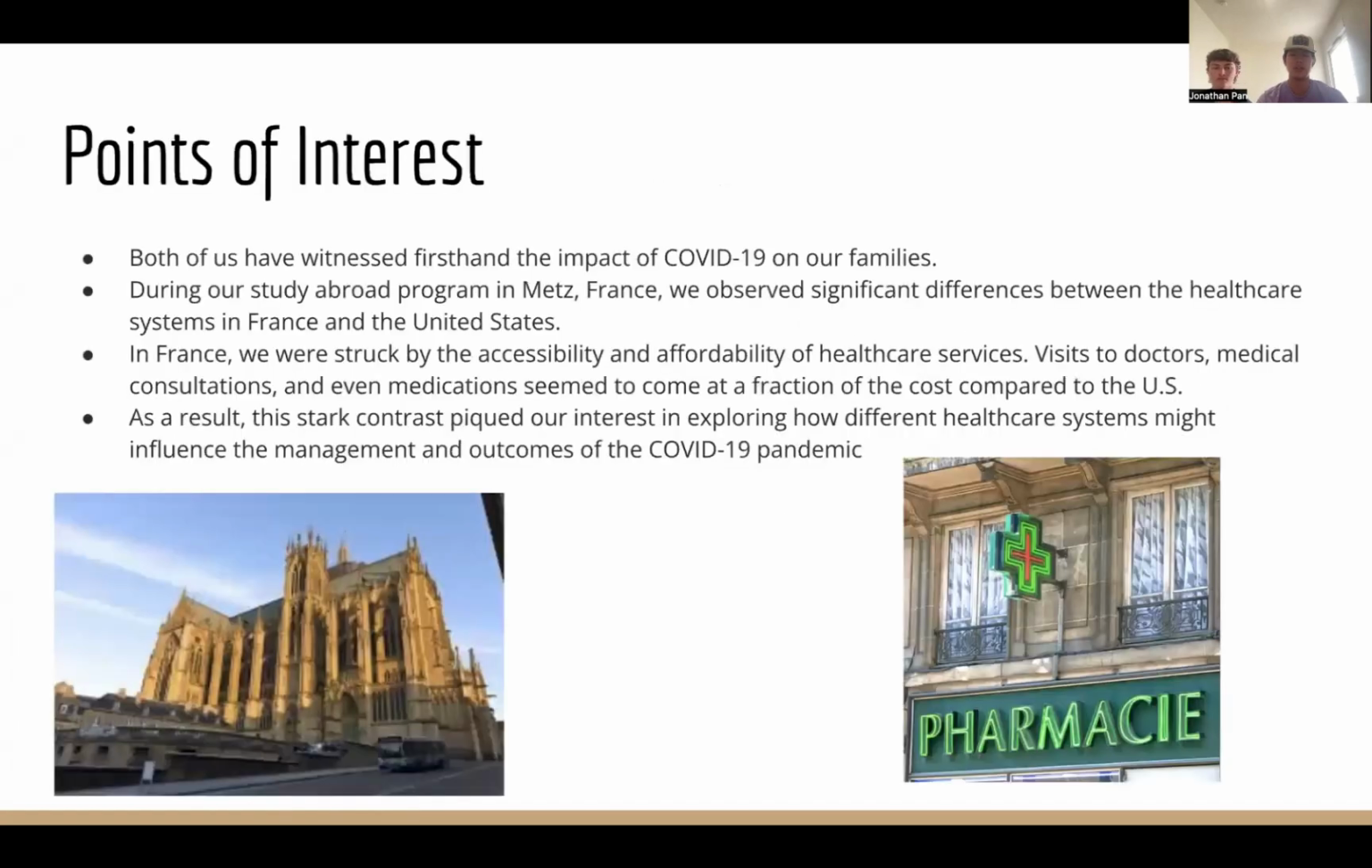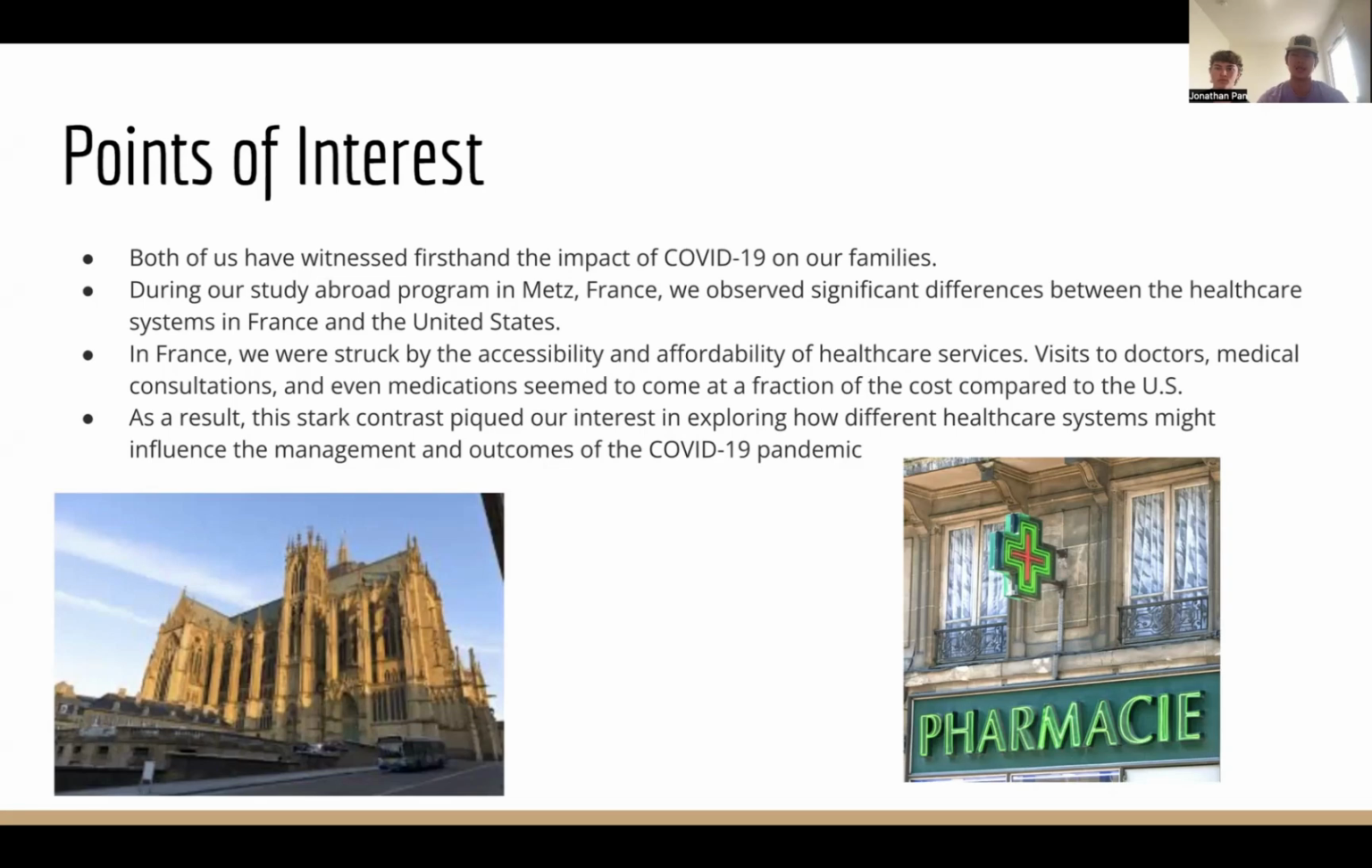Some points of interest of why we decided to research this topic were that we both witnessed firsthand the impact of COVID-19 on our families, as we both had relatives and family members who got sick from the virus, as well as during our current study abroad in Metz, France this summer, we have observed significant differences in healthcare systems between the US and France.